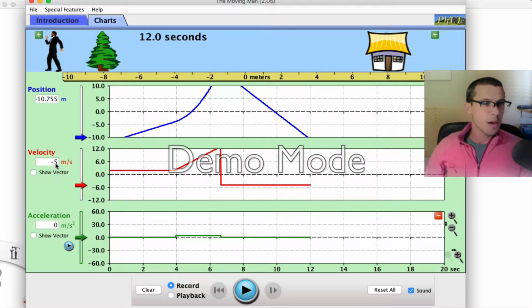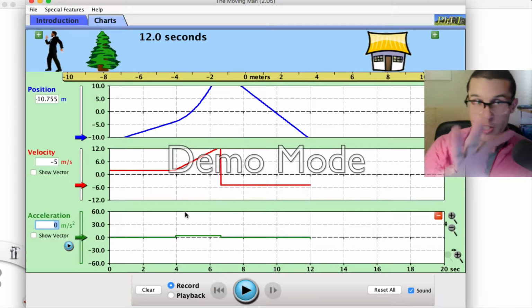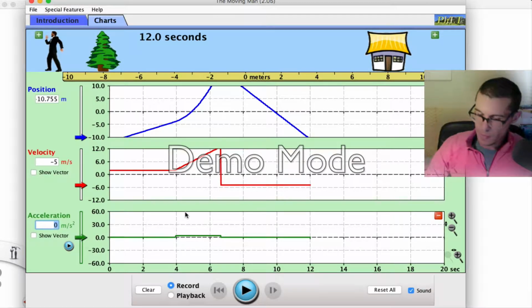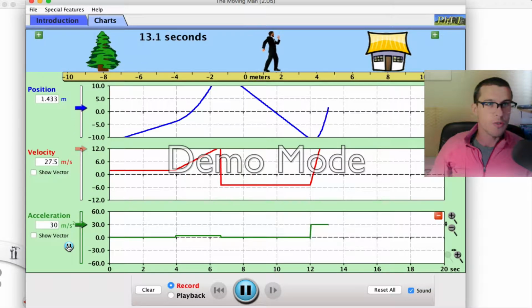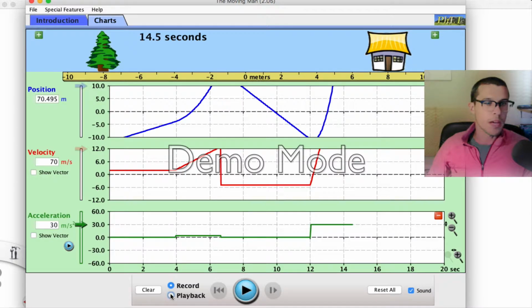Now this time I'm going to make the acceleration pretty big, so you're going to see him take off kind of like a rocket. You go slow at the beginning, and then faster, faster, faster. Let's do 30 meters per second squared. Let's see what this looks like. This might go crazy.